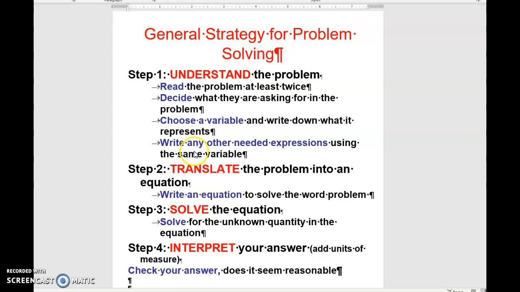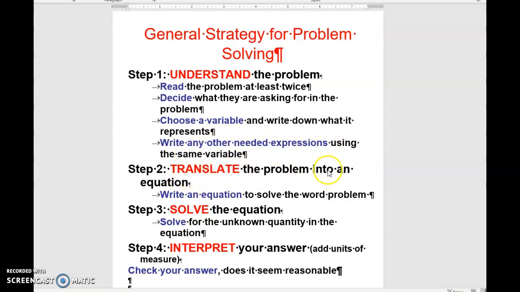These are a few things that you can do to understand the problem. A couple of the key things you need to do when you're understanding is read the problem at least twice so that you don't miss any little particular word that may mean something very important. Then decide what they're asking for in the problem. Choose a variable and write down what it represents or what it means in the context of the problem. Then you may need other expressions using the same variable.